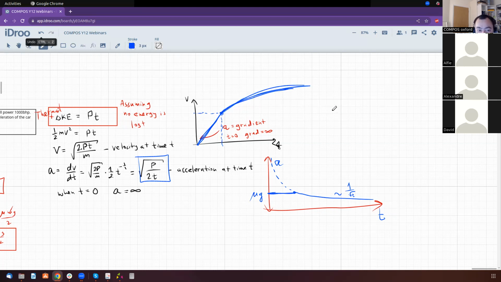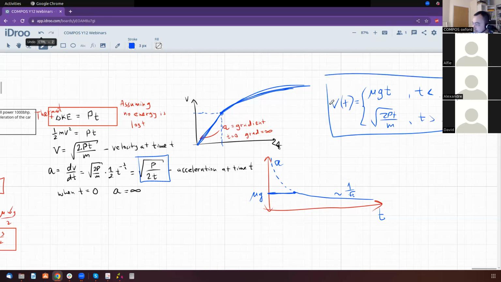So you will actually need to say that velocity as a function of time is mu g t up to when t is less than a certain value, and it's equal to the square root of 2pt over m when t is greater than such and such. So you need to find this t. So this is what you will need to do in the assignment. Okay. To power the car. This is one of my favorite questions.